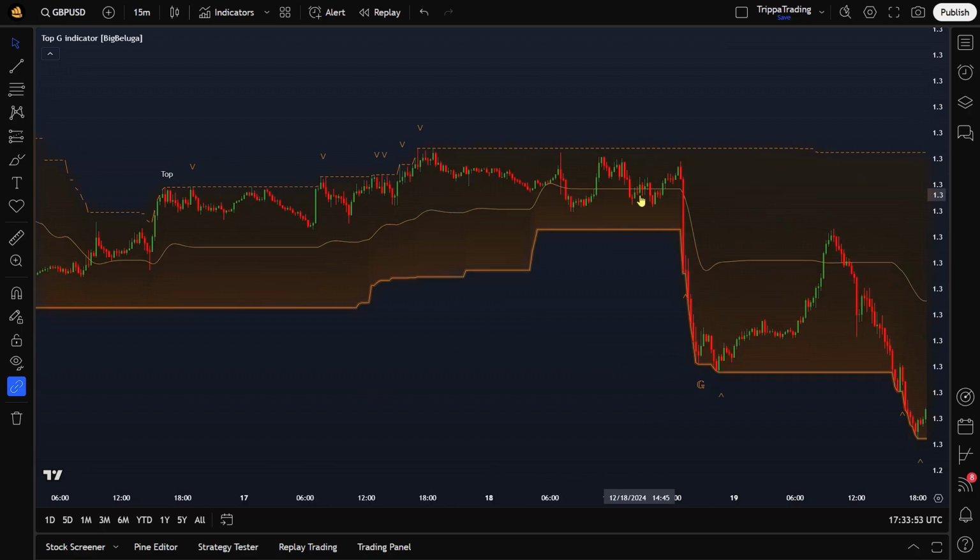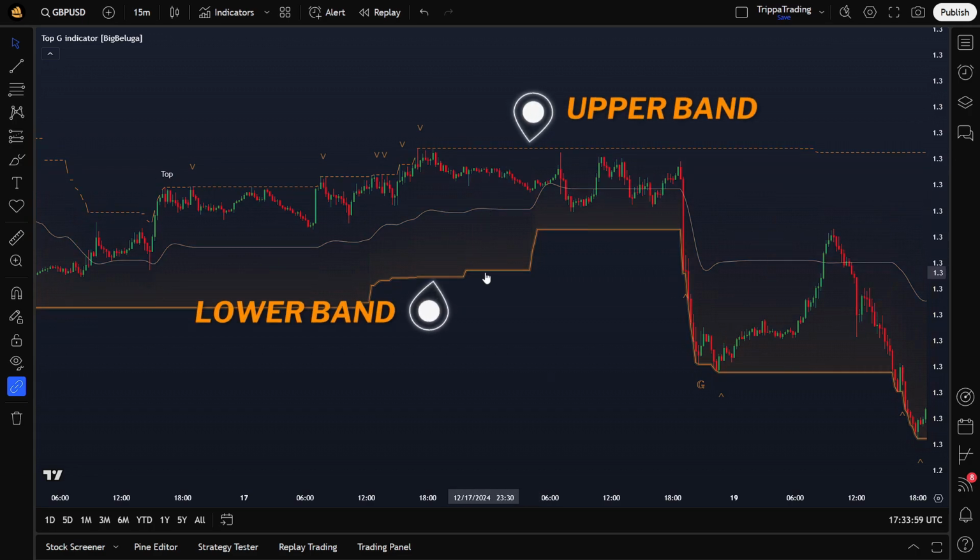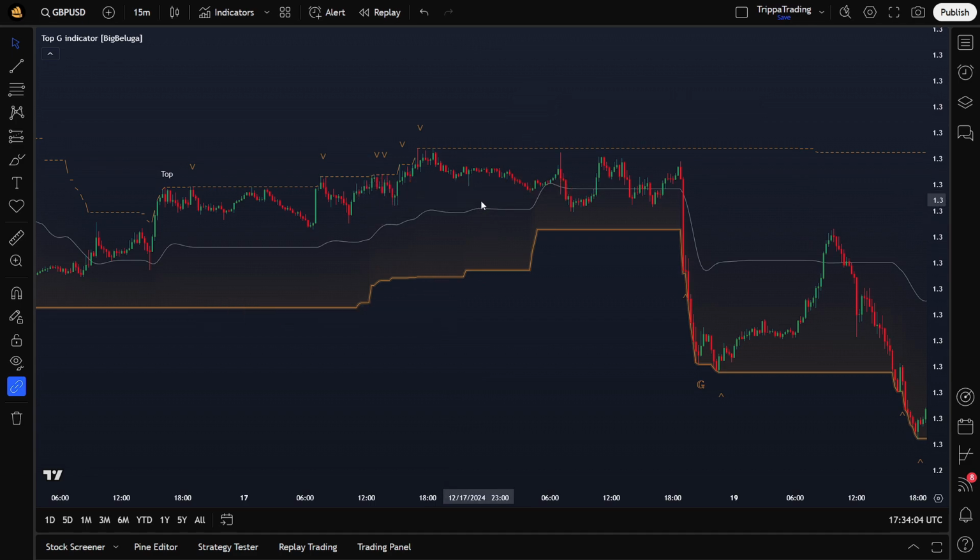The indicator consists of a trend channel with 3 key parts: the upper band at the top, the lower band at the bottom, and the midline in the center. These bands act as reference points for price movements, helping traders spot support and resistance levels.